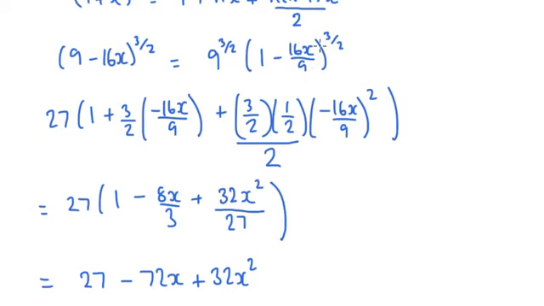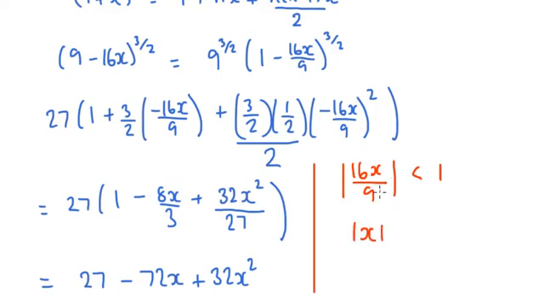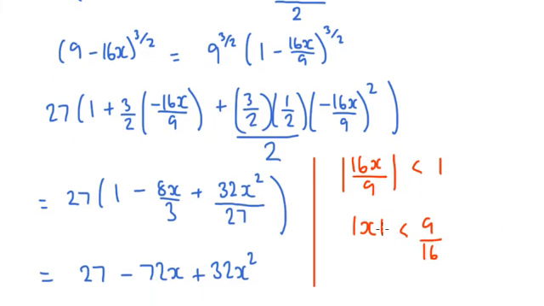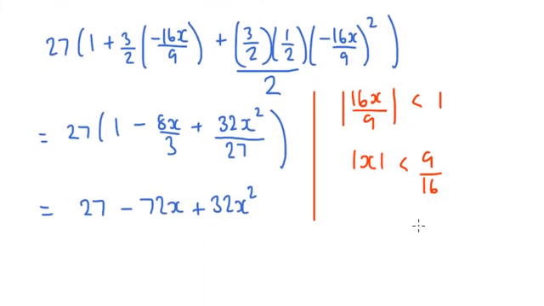We can answer it as soon as we get to this stage, because we know this term here, 16x over 9, the modulus of that has to be less than 1. So to make that into an x, we're going to times by 9 and divide by 16. So that's the answer to the bit where it asks about when is the expansion valid. It's when the modulus of x is less than 9 over 16. If you're not used to writing it as a modulus, you can write it as x between minus 9 over 16 and positive 9 over 16. They're the same thing. Either of these are absolutely fine.